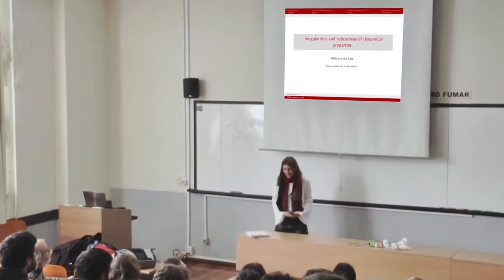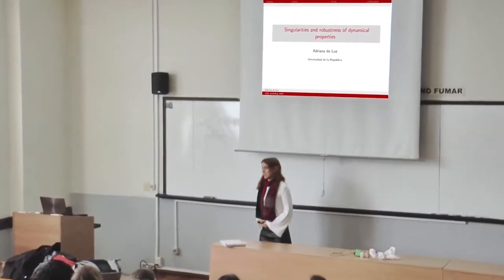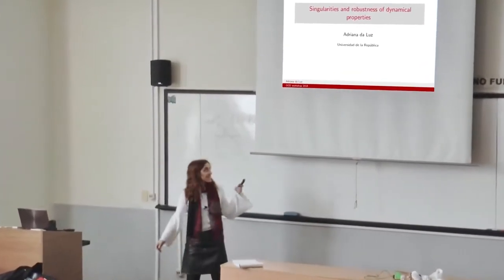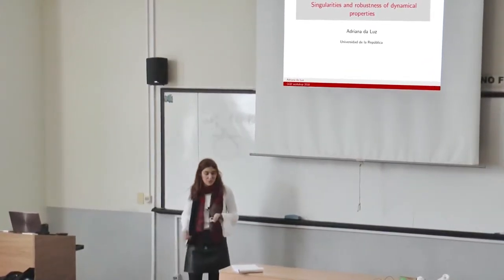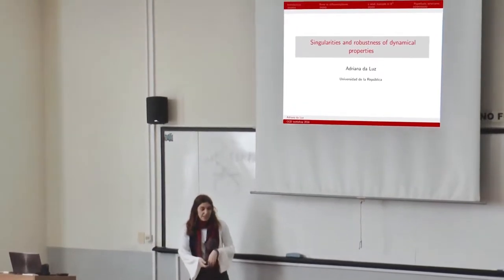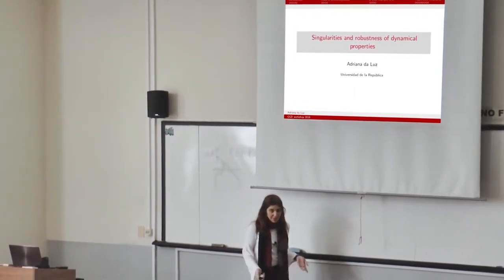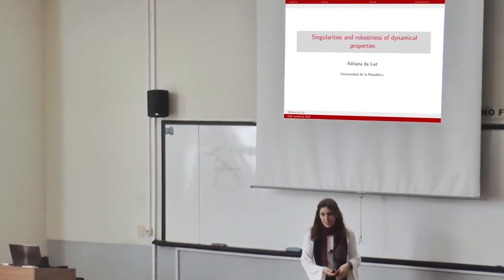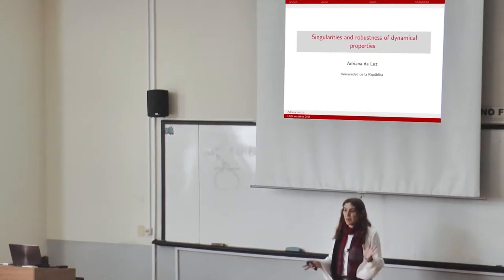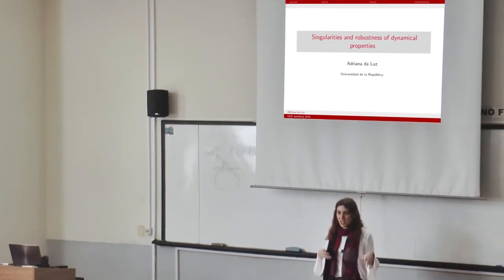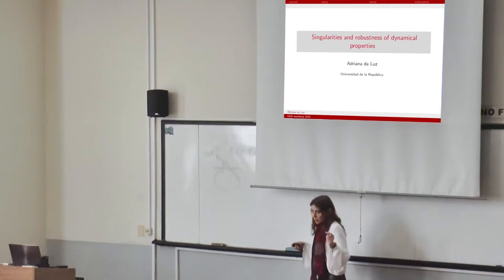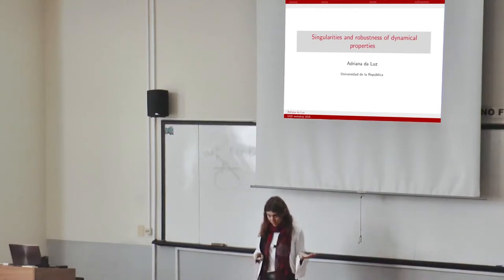And so I'm going to start by talking about something that says in the title. It says I'm going to talk about robust dynamical properties. So by robust, and in general, every time I'm talking about the topology in which I am looking at the flows, I'm always going to be talking about the C1 topology.